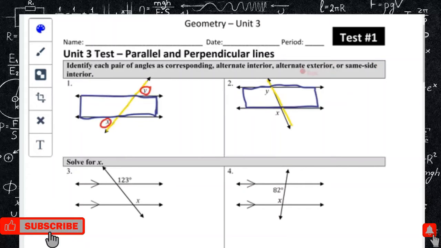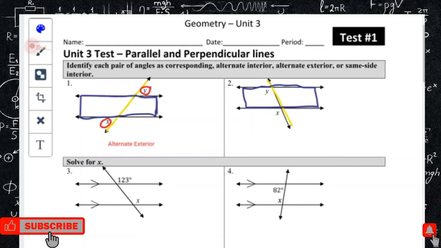So what we look at now is where are they in relationship to the yellow transversal, and they are on opposite or alternating sides of the yellow transversal. So the answer to number 1 is going to be alternate exterior angles, because they are in the exterior and they're on alternate sides of the transversal.